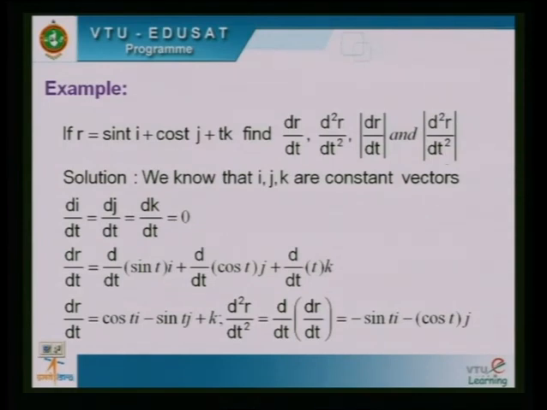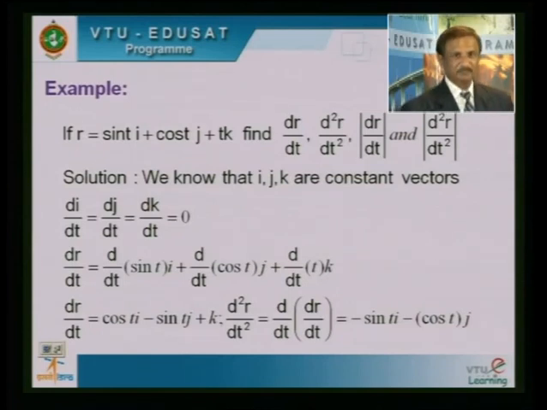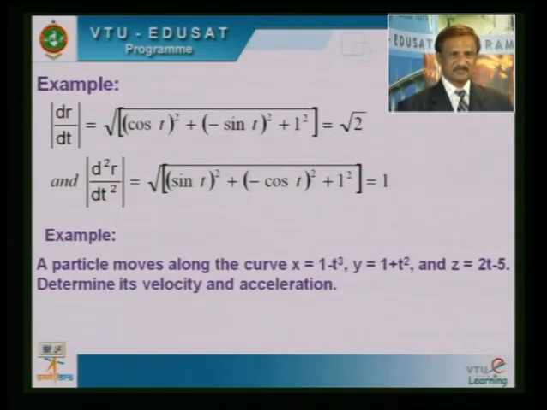So I hope you know the meaning of modulus of a. A is the given vector. How do we calculate modulus of a? Or another vector b is given, and I want to calculate modulus of b. How do we calculate it? You can use the same formula. Here you will get modulus of dr by dt is equal to the square root of the coefficient of i square, coefficient of j square and coefficient of k square.